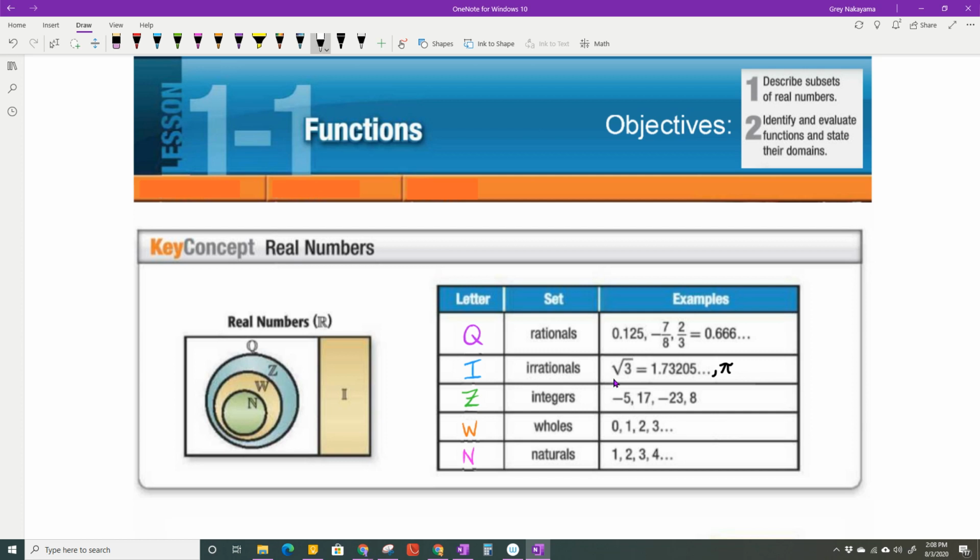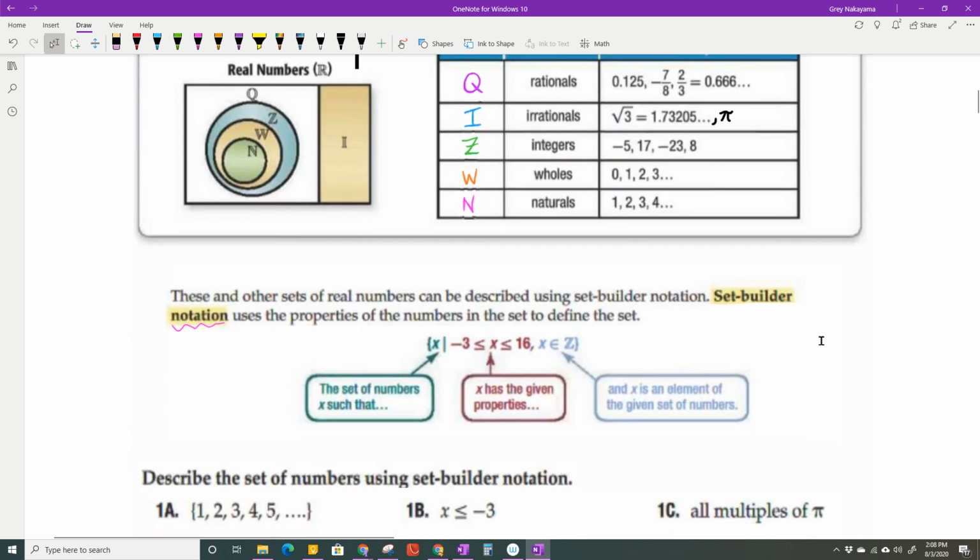And then last but not least, all of those rational and irrationals together make up our real numbers. And that is denoted with this letter R, or sometimes you'll see it as a cursive R, or you can do 2 letters and then write an R. Okay, so what do we have with those?